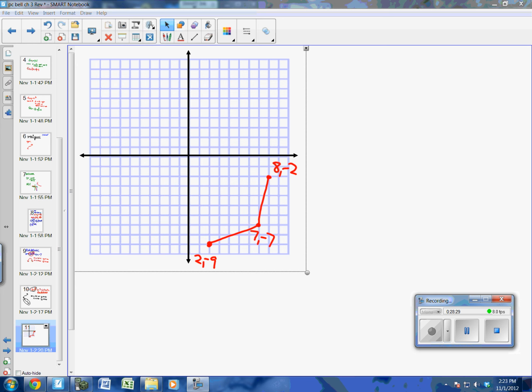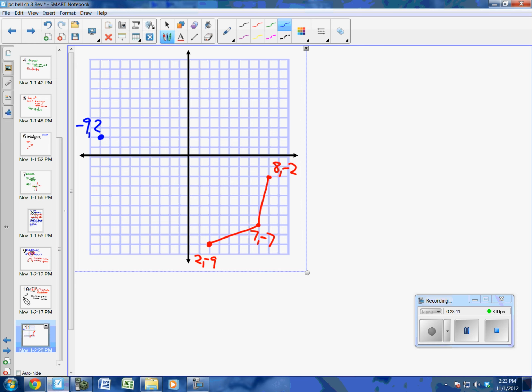You guys, most of you showed me it. All you have to do is switch the x and y, you guys, right? To find the inverse. So if I switch 2, -9, I get -9, 2. And instead of 7, -7, I do -7, 7. And instead of 8, -2, I do -2, 8. And remember that this is always a reflection over the line y equals x. Any questions on that?